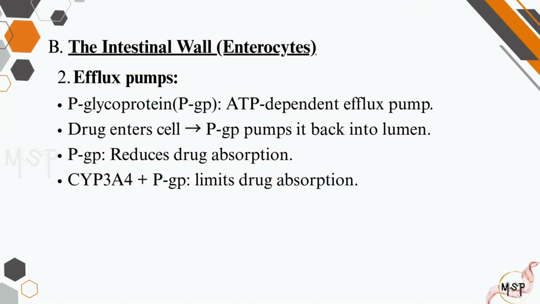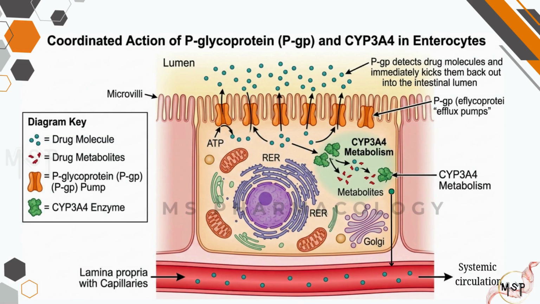Next is efflux pumps. P-glycoprotein is an ATP-dependent efflux pump. Transporters like P-glycoprotein act as revolving doors, pumping drug molecules back into the lumen after they enter the cell, thereby reducing net absorption. Importantly, CYP3A4 does not work alone.